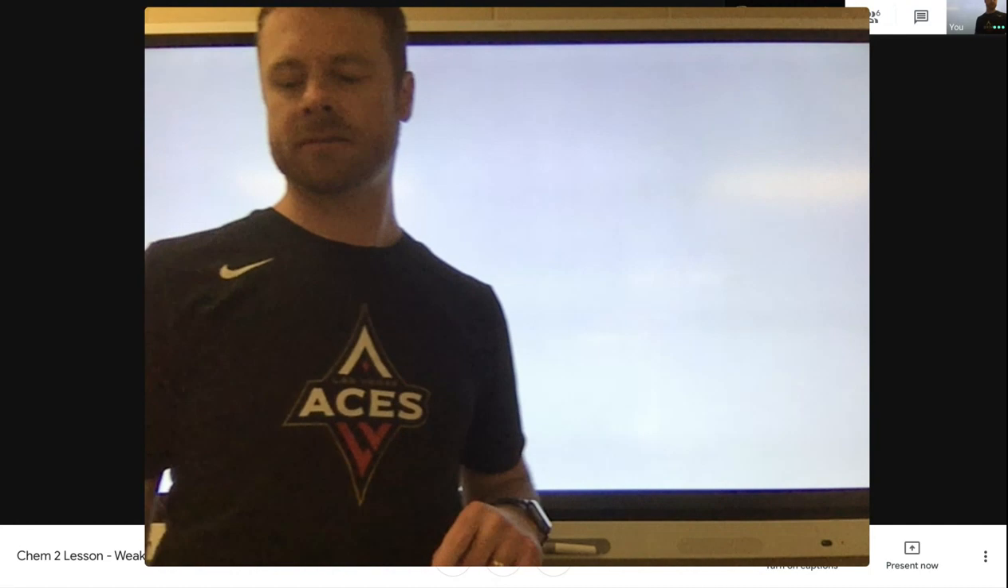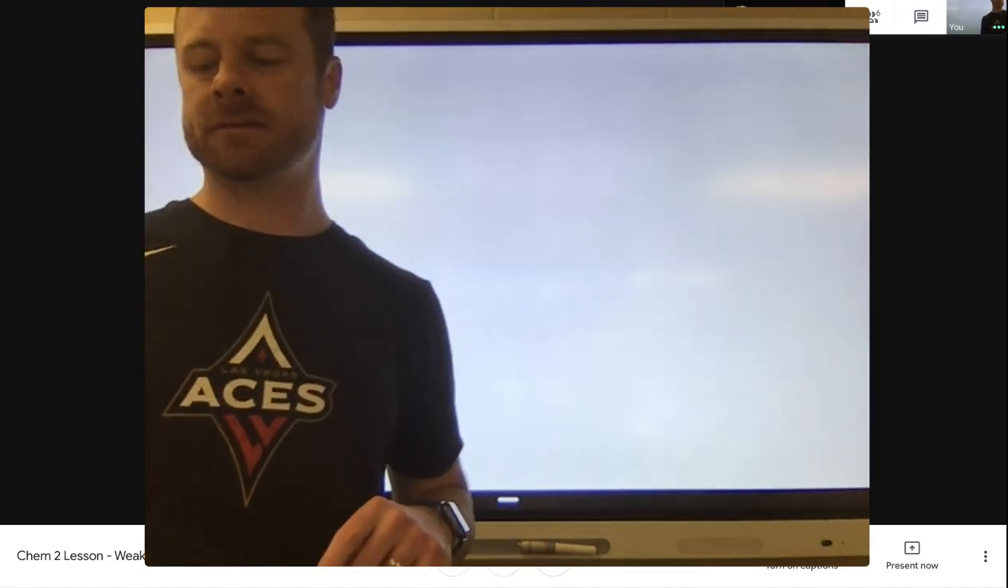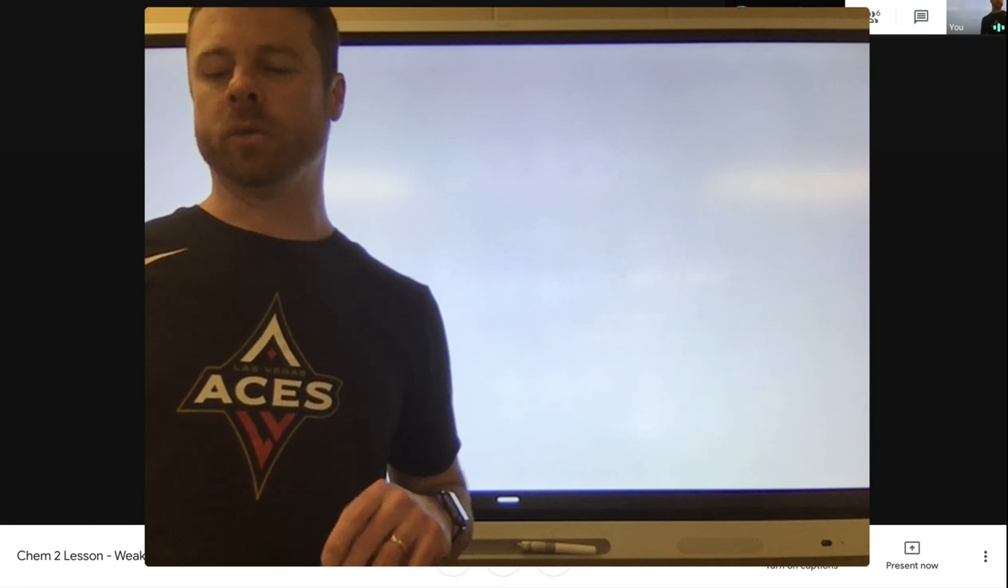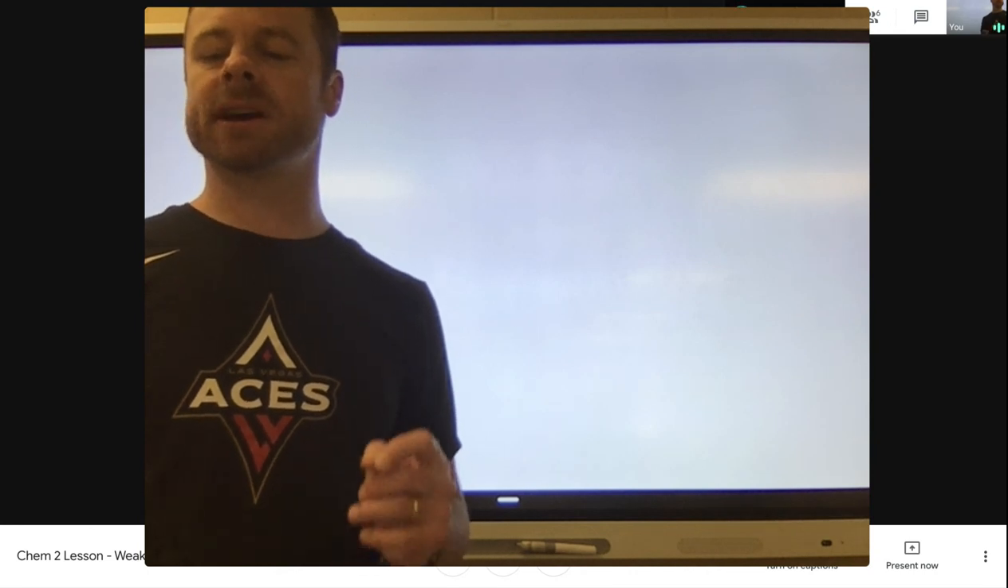So, I have a question. Fire away. When do you use the Ka times Kb equals 1.0 times 10 to the negative 14? When you don't directly see something on the chart.